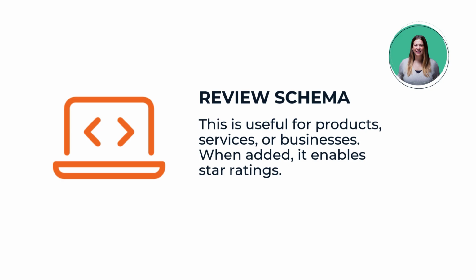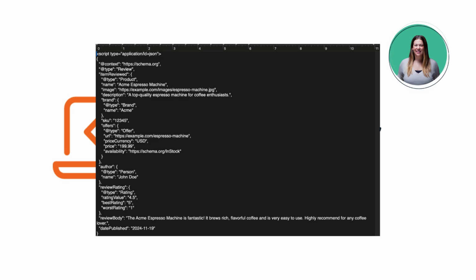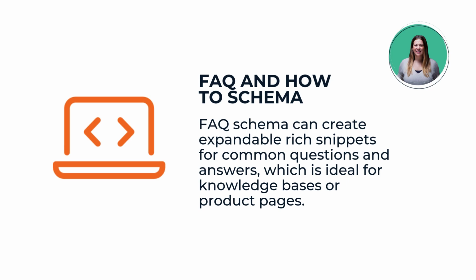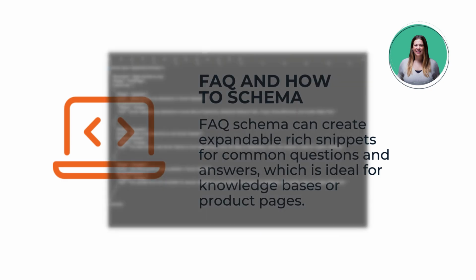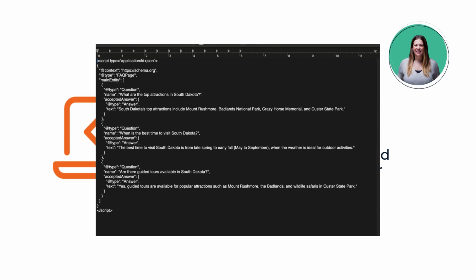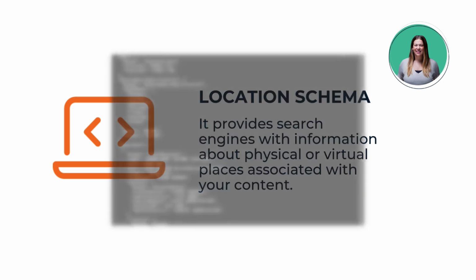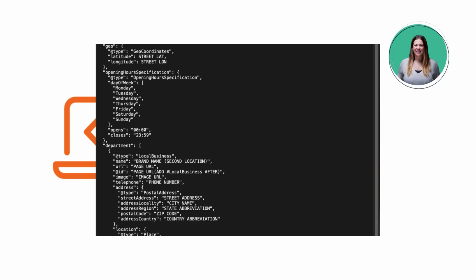Review schema is useful for products, services, or businesses. By adding review markup, it enables star ratings appearing on search engine results pages. FAQ and how-to schema. FAQ schema can create expandable, rich snippets for common questions and answers, ideal for knowledge bases or product pages. Location schema provides search engines with information about physical or virtual places associated with your content. There's schema code for either one location or multiple.